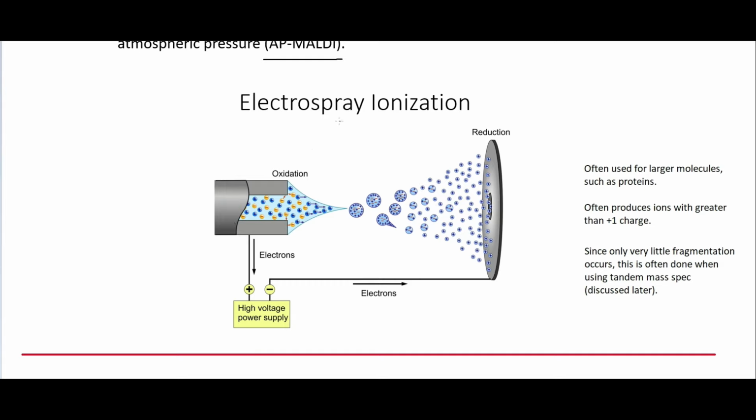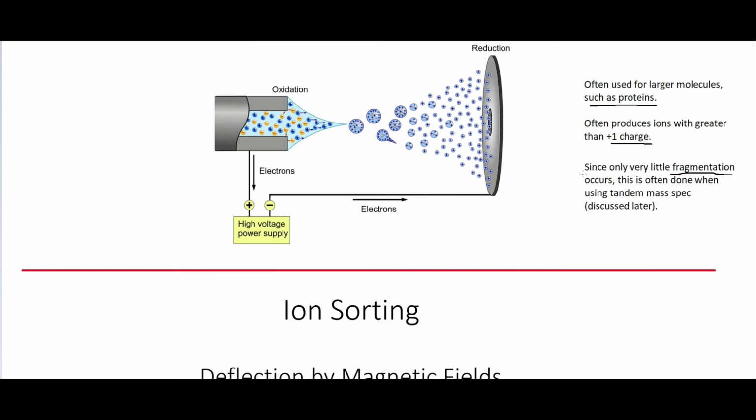And so then there is the electrospray ionization. This is often used for larger molecules such as proteins, and it often produces ions with greater than +1 charge. And so you can use that for getting different masses and therefore expanding the mass range. But this also doesn't create that much fragmentation. What you often see, especially if you do mass spectrometry and biochemistry, is this is done with what's called tandem mass spec, or just MS/MS, which I'll discuss later on in this video. And so those were the three types of ionization I wanted to talk about.